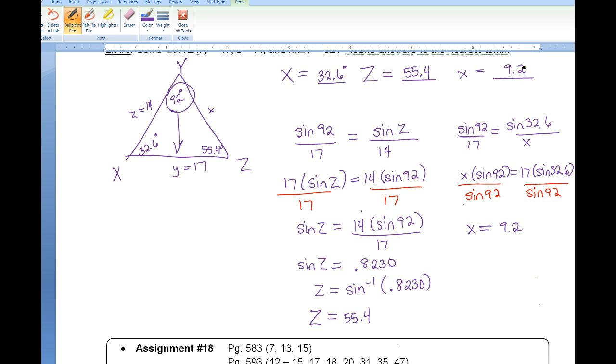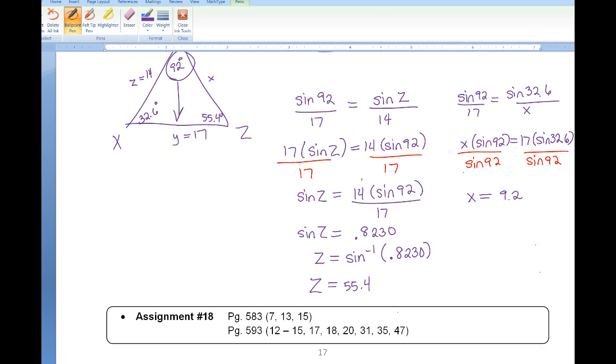Remember, you can't use the Pythagorean theorem or anything like that on a problem like this because it's not a right triangle. Only if it was a right triangle could you use that method.